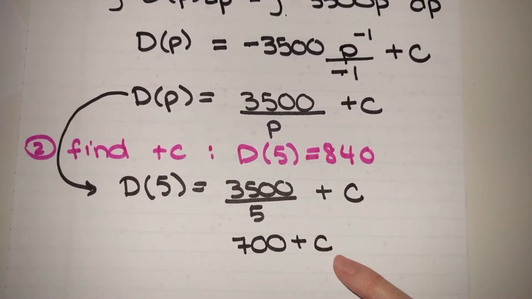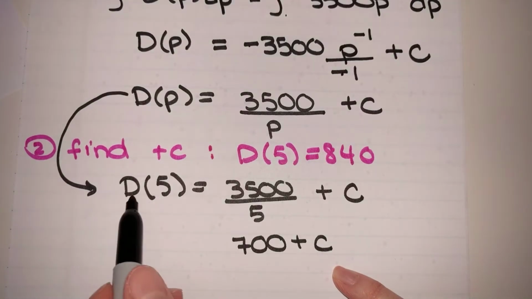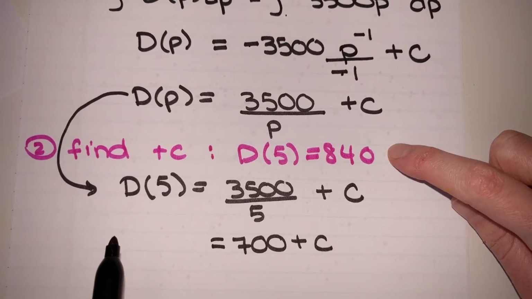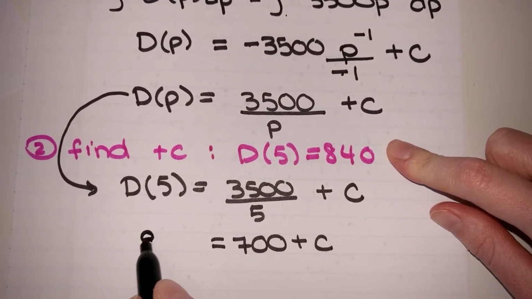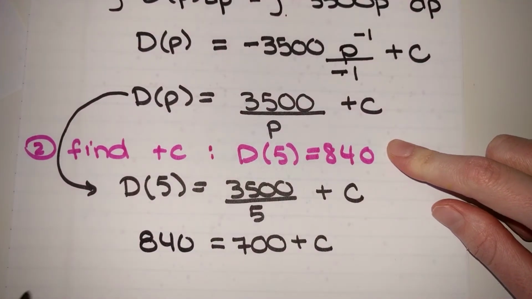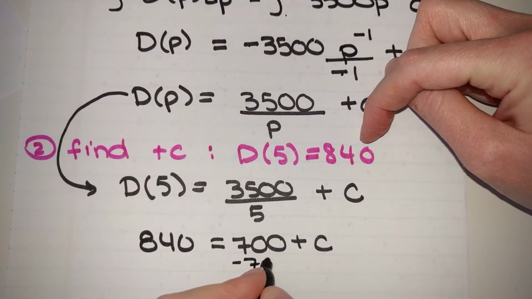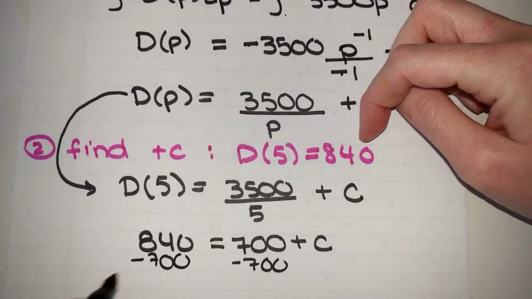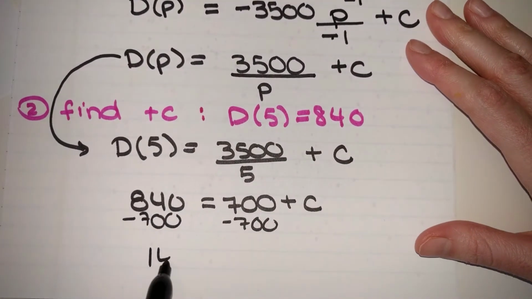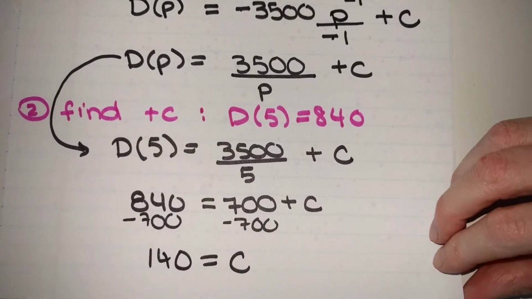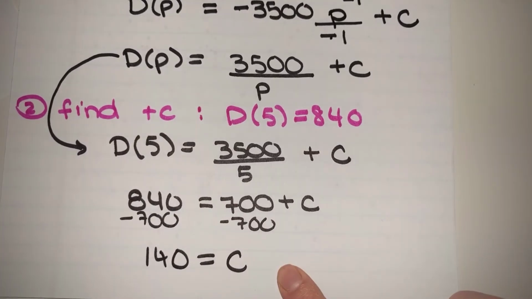Now, to actually solve for c, we cannot keep this D of 5. We have to convert it to what it actually is equal to, the number. And so we say that D of 5 equals 840. And then by using D of 5 equals 840, we can subtract the 700 from both sides, and we get 140 equals c.